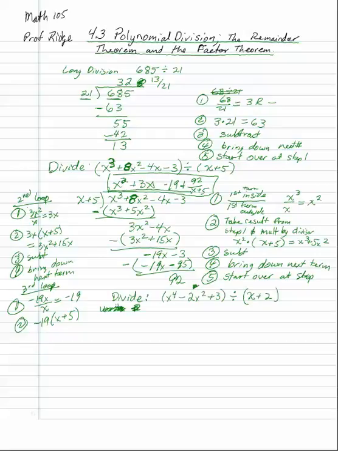Okay, divide. We're going to take x plus 2 into, so it's x to the 4th. Now there's no x cubed, so I'm going to put in the missing term. Or you can just leave it blank and leave space for it. But you want descending order.